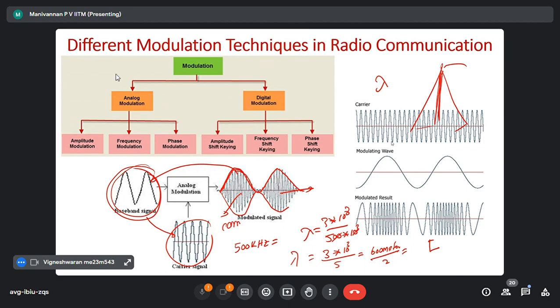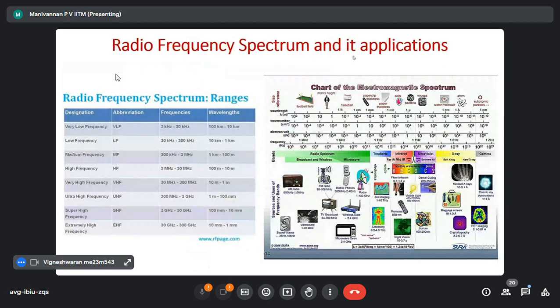In your cell phone, what is the cell phone frequency? Already we talked about it, right? What is this one? Frequency spectrum. Mobile phone. Very high. See here, 2.4 gigahertz. Correct. That is the spectrum they are using, 900 megahertz to 2.4 gigahertz. Even if you take 1 gigahertz to this one.